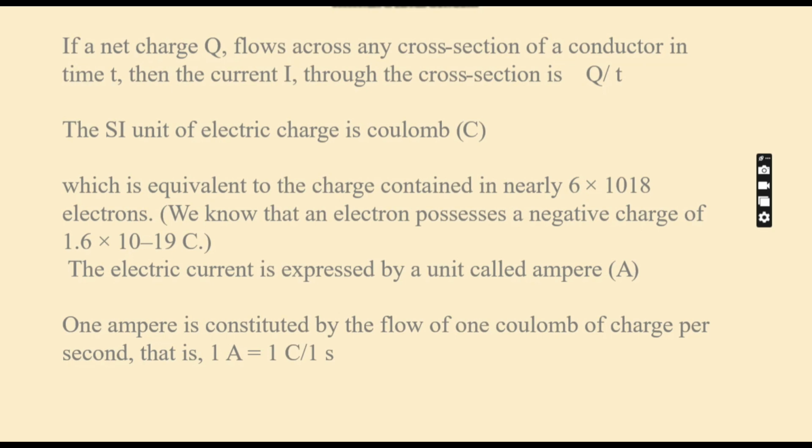If a net charge Q flows across any cross section of a conductor in time t, then the current I through the cross section is Q by T. So I is equal to Q by T. The SI unit of charge is coulomb, denoted by the letter C, which is equivalent to the charge contained in 6 into 10 raised to 18 electrons.